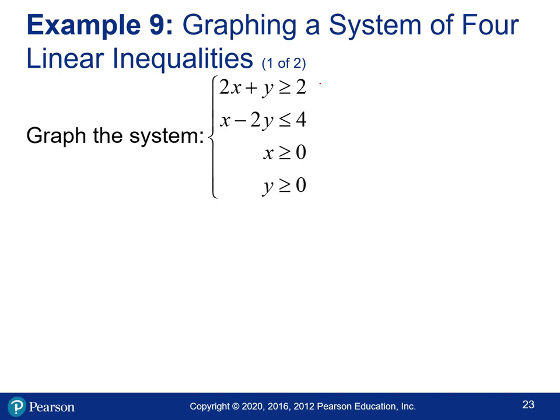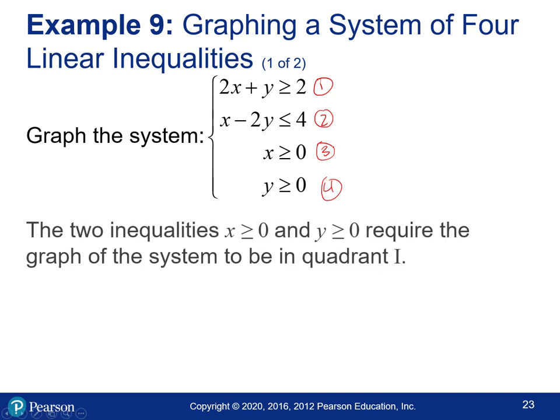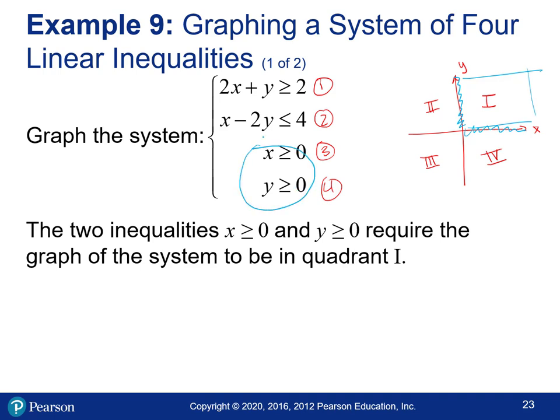Graph this system. Notice we have 4 inequalities on this one, but 2 of them are really just saying the first quadrant. When you have your coordinate system, it is broken into 4 pieces. If you didn't already know this, this is called quadrant 1, and then we go counterclockwise. So this is quadrant 2, quadrant 3, and this is quadrant 4. When x is greater than or equal to 0, that's on this side over here, and when y is greater than or equal to 0, that's up here, and so that's why we're in quadrant 1, just because of these 2. Then we really just need to focus on these first inequalities.